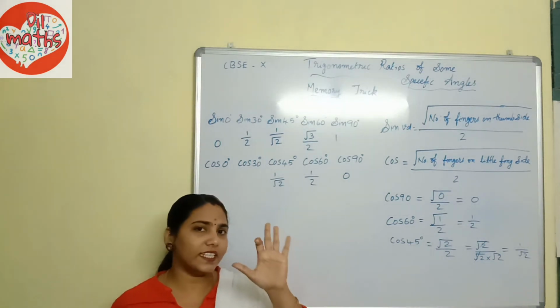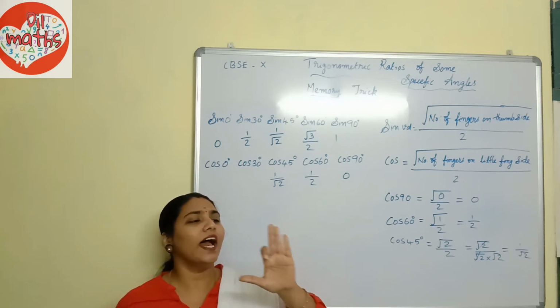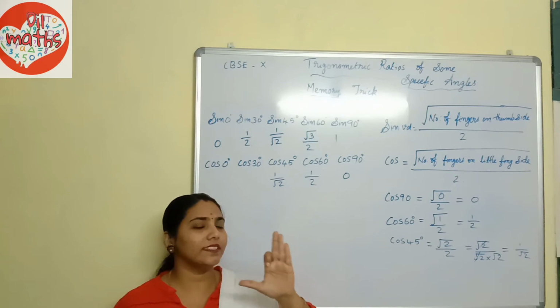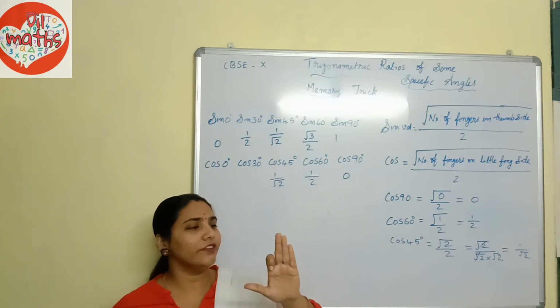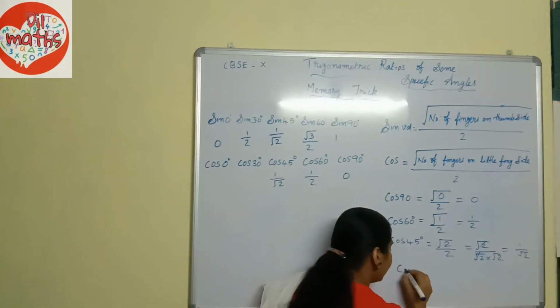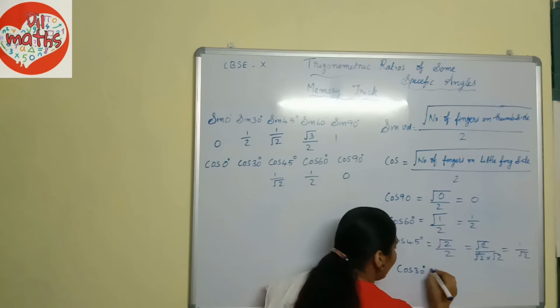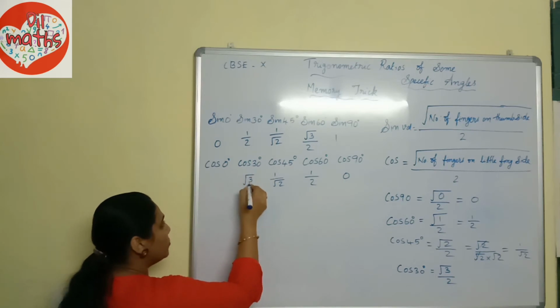Next one is cos 30 degree. Which one is 30 degree here? The pointer finger is 30 degree here. And how many fingers are left on the little finger side? 1, 2, 3. 3 fingers are left. Okay. So what will be cos 30 degree? Cos 30 degree is equal to square root of 3 by 2.